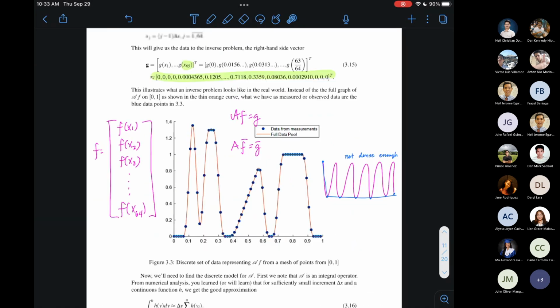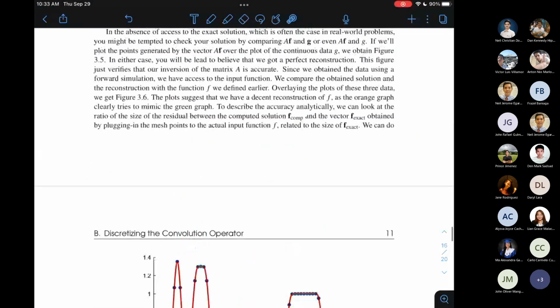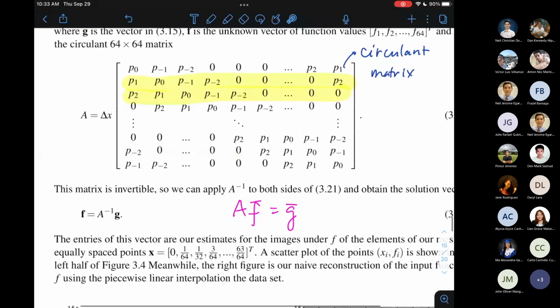Okay? So yun si G. Tapos, so given na si G, isa-solve ko na to. So I will use this solution scheme, and this is called the naive reconstruction.